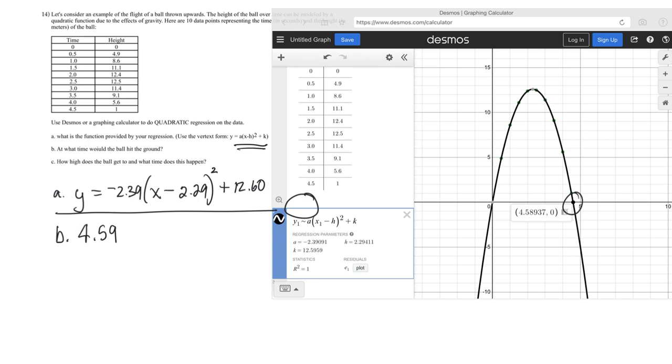You could solve that by plugging a 0 in for y and then solving that equation, but that's a little bit dicey of an equation to solve. So I typically just have people look at the graph.